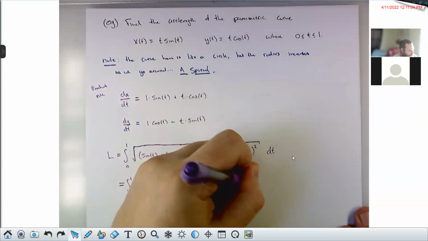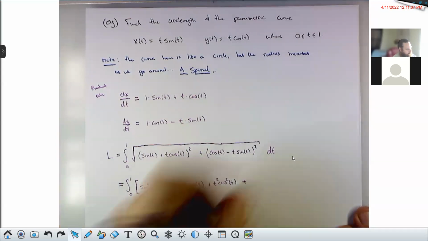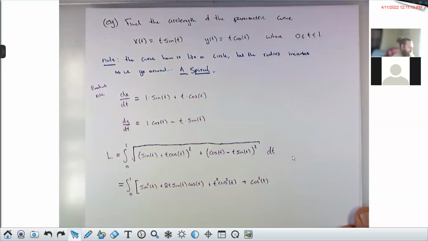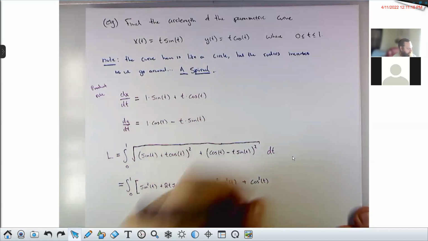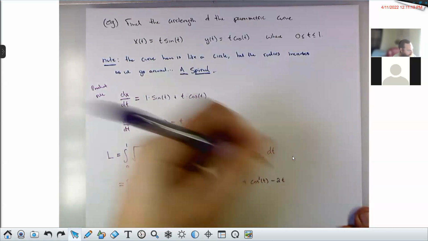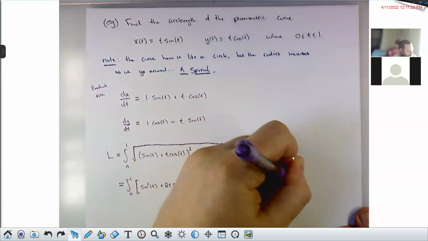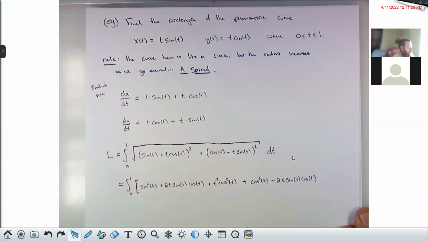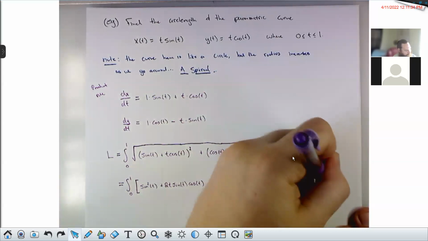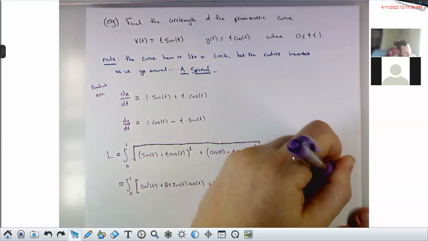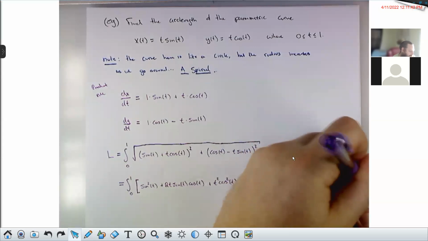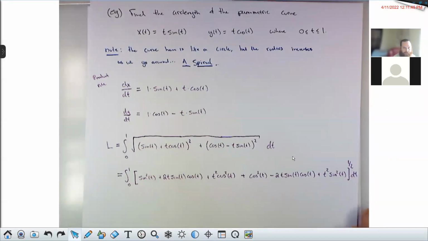And then the second piece foiled out is plus cos squared t, plus 2 times this, so it's going to be minus 2t sine t cos t. Oh, it's going to be close. Can we fit it? Yeah, I think so. And then the last term here is going to be t squared sine squared t, all to the 1/2 power, and the dt. There it is. Okay, we got it.